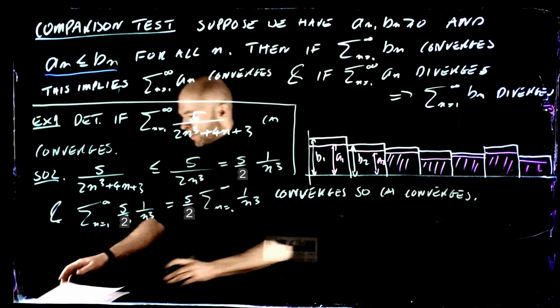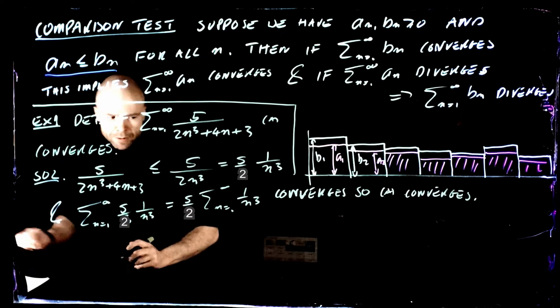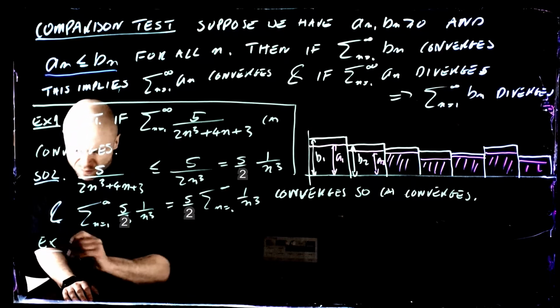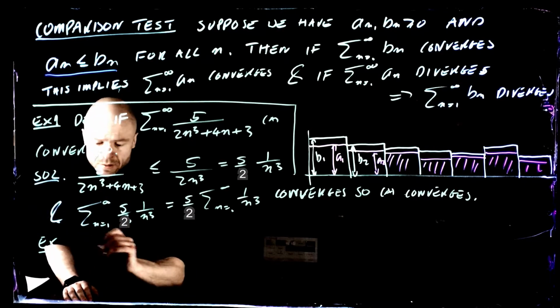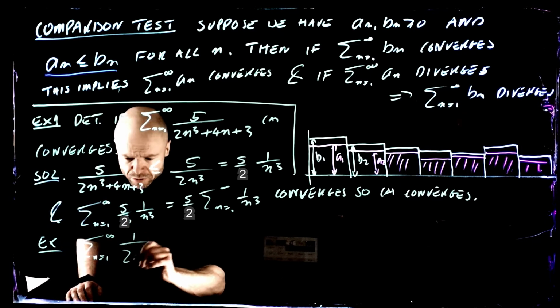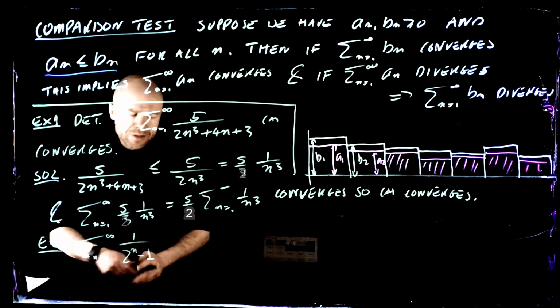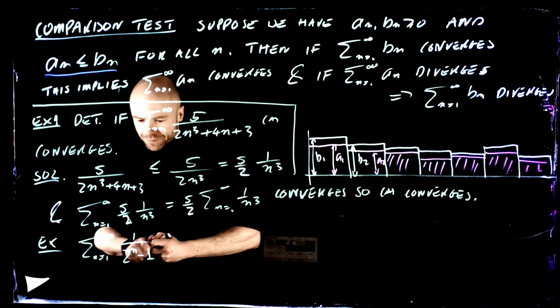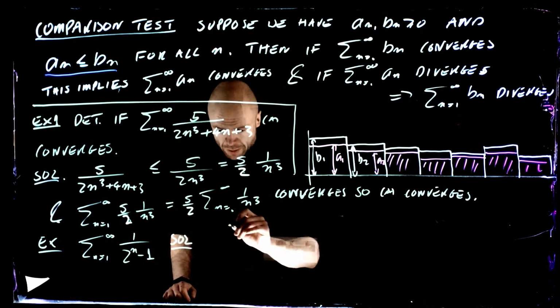Easy, right? Okay, let's consider the next example. What about this? What if we have the sum n equals 1 to infinity, 1 over 2 to the n minus 1. Okay, tell me about this guy. Okay, but let's check it out.